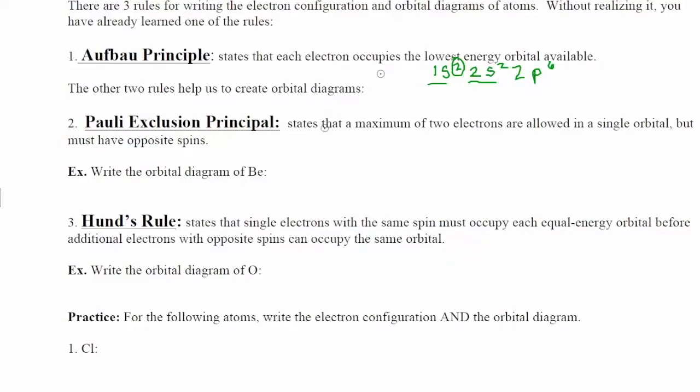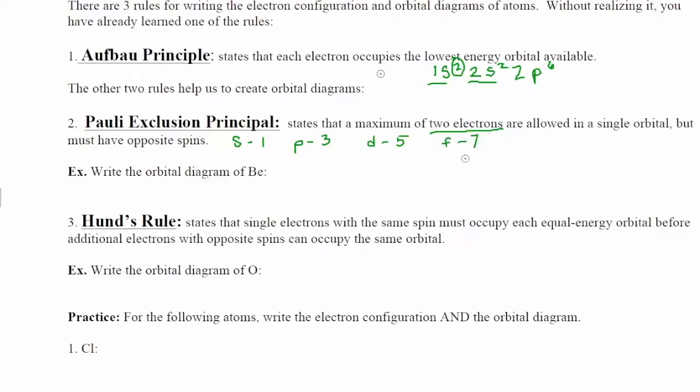Awesome. The next principle is the Pauli exclusion principle, which states that a maximum of 2 electrons are allowed in a single orbital. Remember, for the s orbital, you only have that spherical shape, so that is one orbital. For the p, you've got 3 different orbitals: the p along the x-axis, the y-axis, and the z-axis. So s has 1 orbital, p has 3. For d, you have 5 different shape options, and for f, if you see the pattern, 7. So 1, 3, 5, and 7.